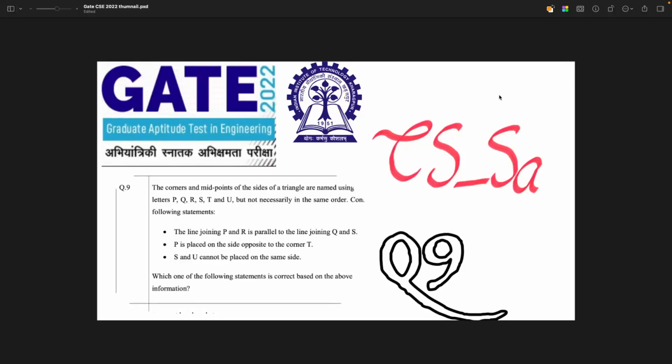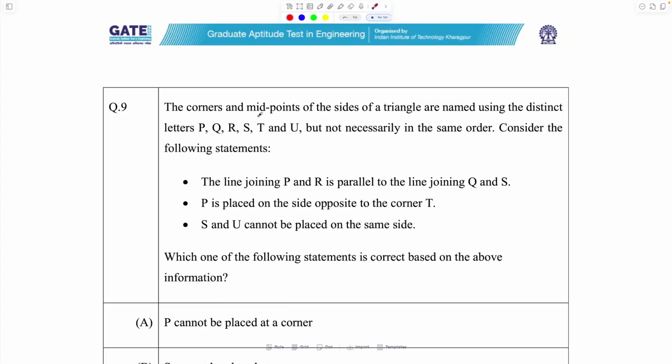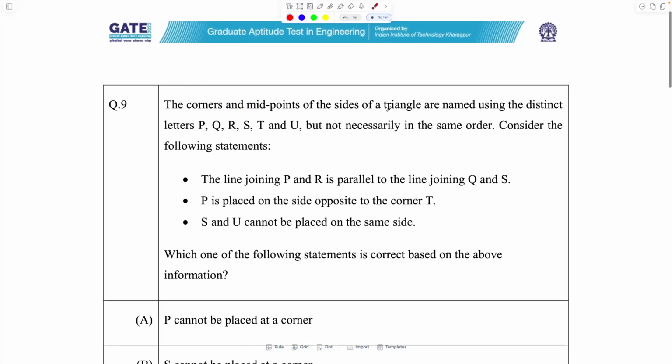Good morning, students. Today we are going to solve question 9 from GATE CSE 2022. The question states that the corners and midpoints of the sides of a triangle are named using the distinct letters, right? So P, Q, R, S, T, U. So these 6 letters are basically used to display the corners and the midpoints of a triangle, right?